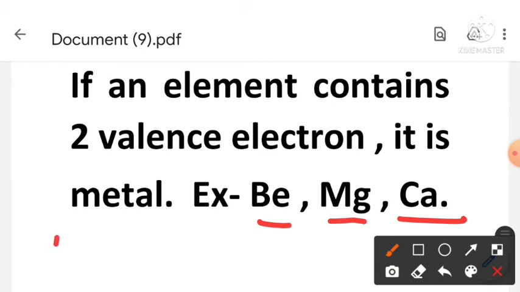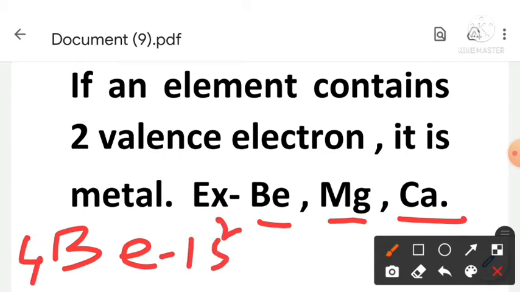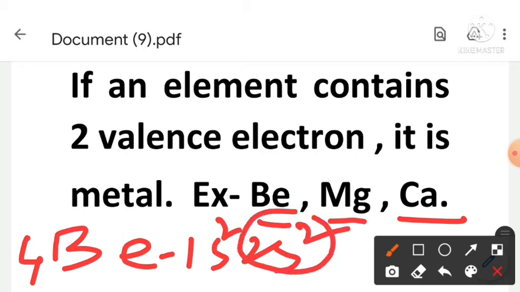Beryllium, we know that Z of beryllium is 4, so we write electronic configuration 1s2 2s2, and here the outermost shell is 2s2, and in this shell the number of electrons is 2, so valence electron is 2, so it is a metal.